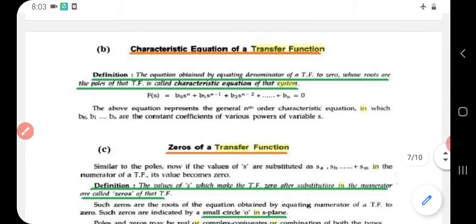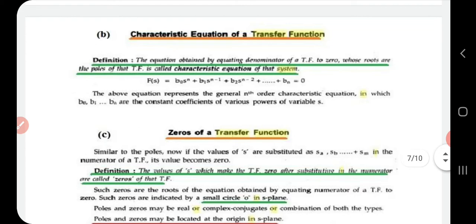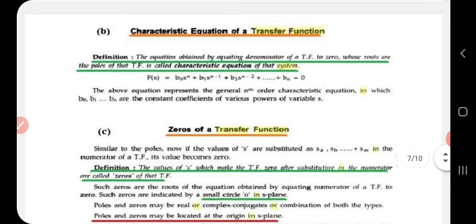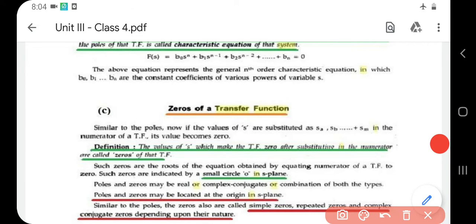Next we will see the characteristic equation. It is the equation obtained by equating the denominator of a transfer function to 0, whose roots are the poles of the transfer function. So how will you get the characteristic equation? First you equate the denominator of the transfer function to 0, then you get some values, which are called poles, and these poles are nothing but the roots of the characteristic equation. This is an nth order characteristic equation, and here b1, b2, etc. are called constant coefficients of the various powers of the variable s.